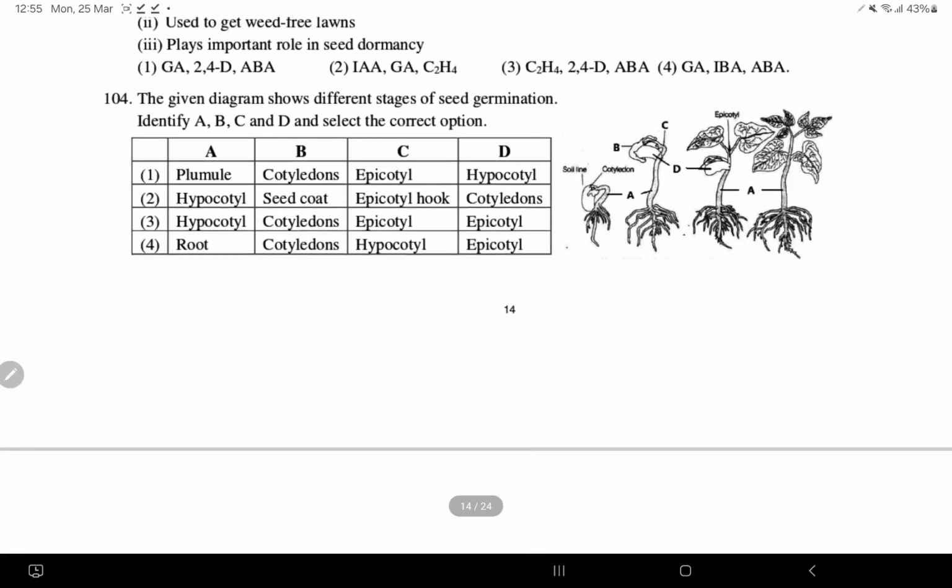104. You have to match this and tell what is A, B, C, D. A is hypocotyl. Yes, right. B is cotyledon. D is cotyledon. And C is epicotyl hook. B is seed coat. So hypocotyl, seed coat, epicotyl hook, seed coat, epicotyl hook, and D is cotyledon. Option 2 is correct.